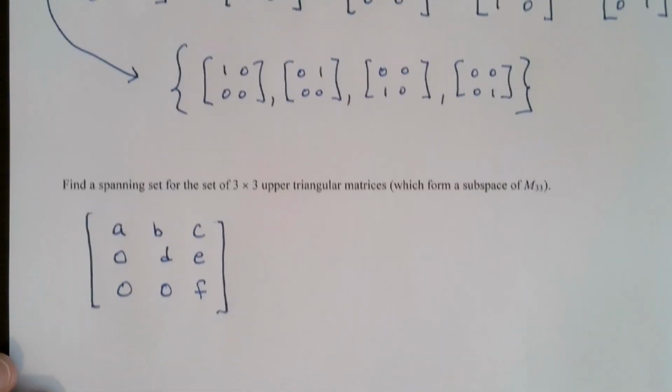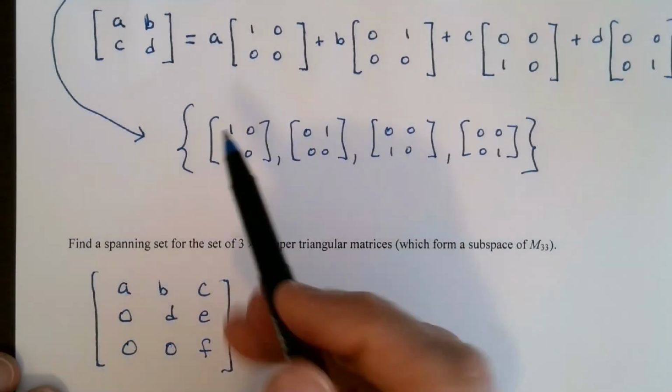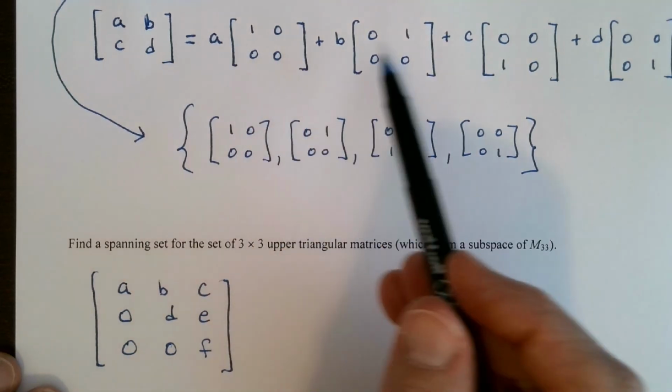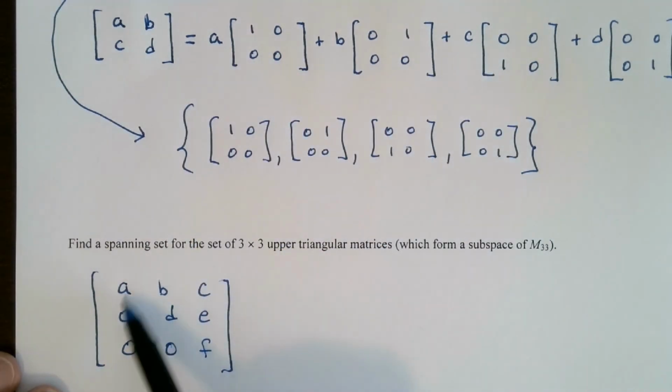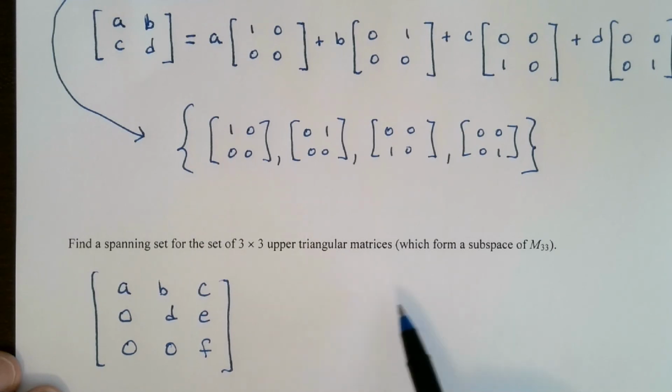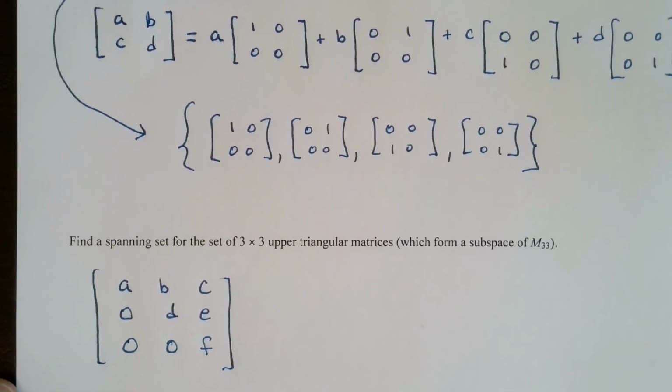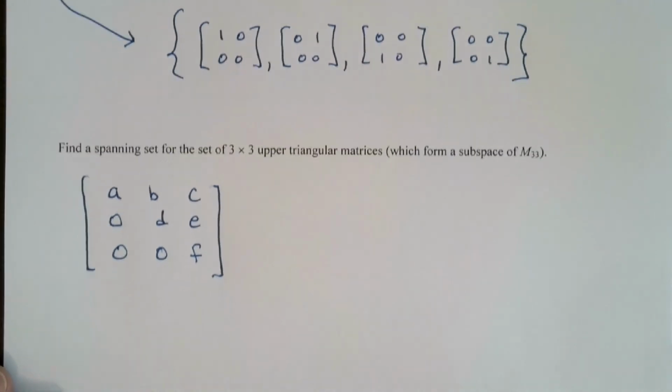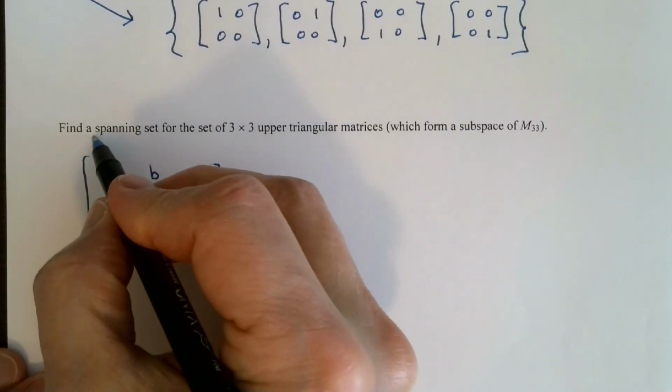So I could come back and do something like I did here a minute ago, right? Think about it. Of course, it's going to be a linear combination of 3 by 3 matrices, right? So I'm going to have A times a 3 by 3 matrix plus B times a 3 by 3 matrix plus C times a 3 by 3 matrix, and so on. Do you see what those matrices will be?